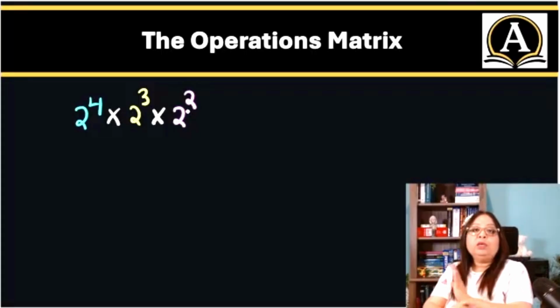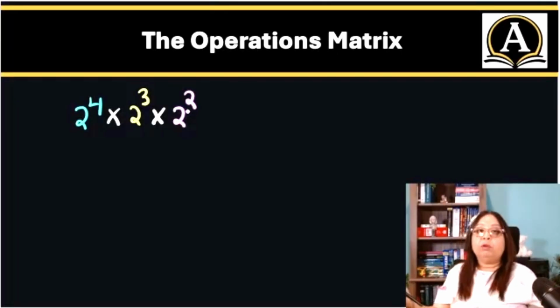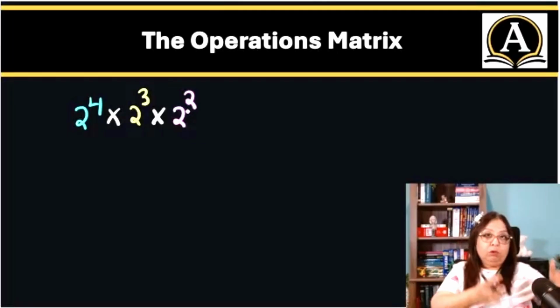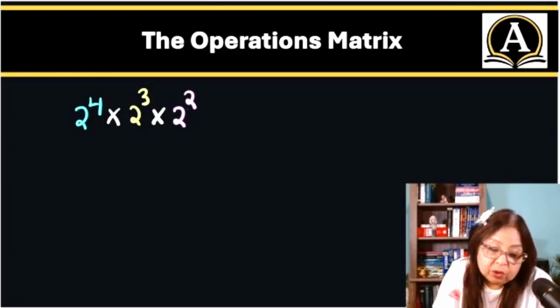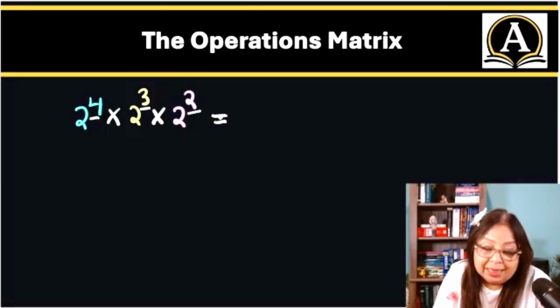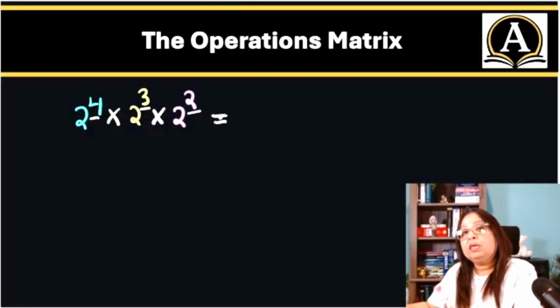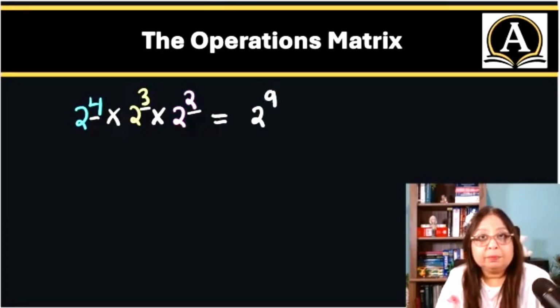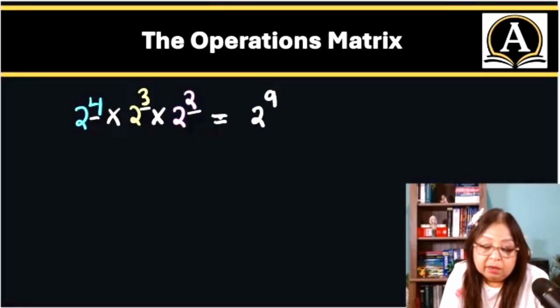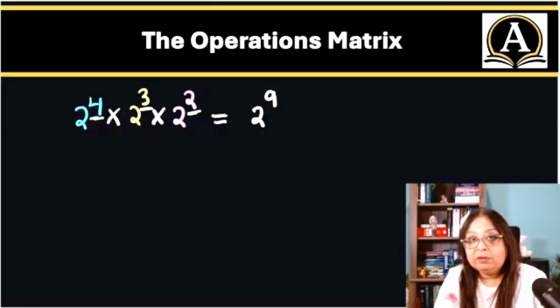Now on the right hand side, you can explicitly write them out. The repeated multiplication of 4 2's, then 3 2's, and then 2 2's. And then multiply out all the 2's. You will see that you have a total of 4 plus 3 plus 2. That is 9 2's multiplying on the right hand side, which can be written as 2 to the power 9. And how does this 2 to the power 9 come? By adding these exponents.